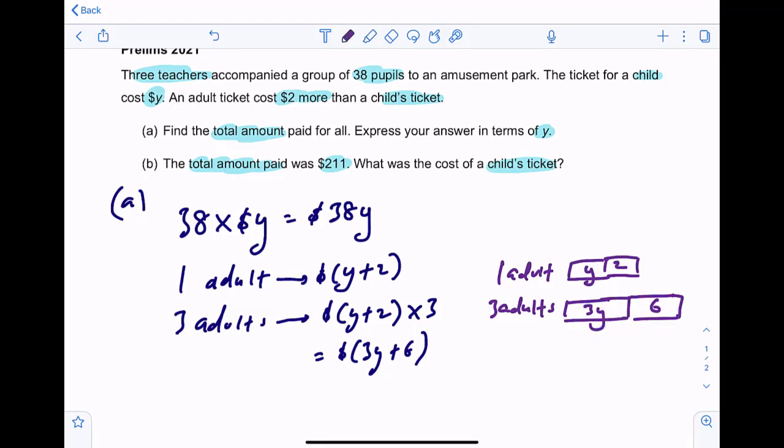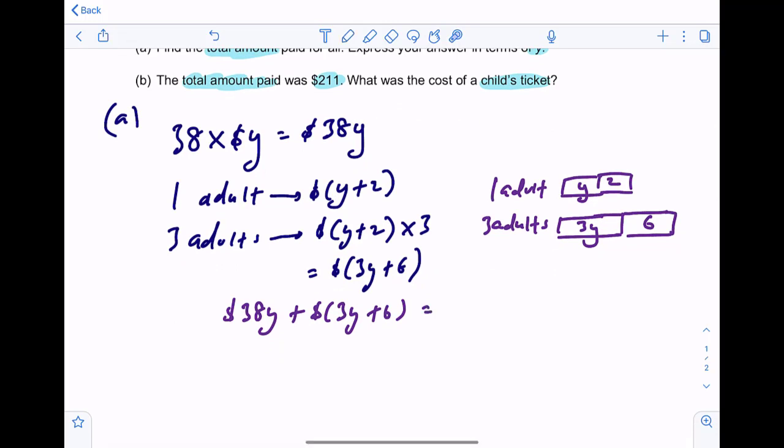So what is the total amount paid? That will be 38Y plus this amount here. So you have some family of terms here. This is a Y family. 38 plus 3, that is 41Y. And for 6, there's no family of terms, so we'll just leave it as 41Y plus 6. Final answer for part A.